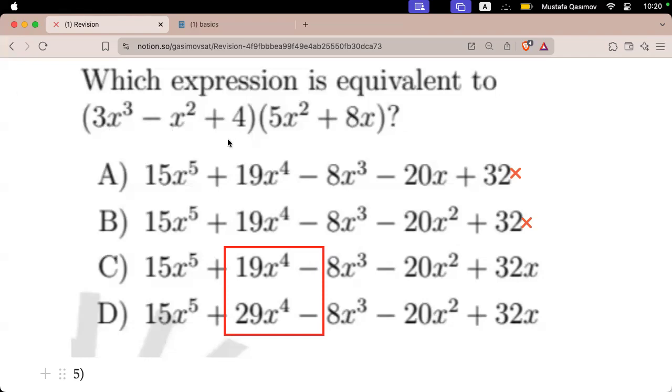3 minus 1 plus 4 will be equal to 6. 5 plus 8 will be 13. 13 multiplied by 6 will be 78. When you write 1 here, 15 plus 29 will be 44.